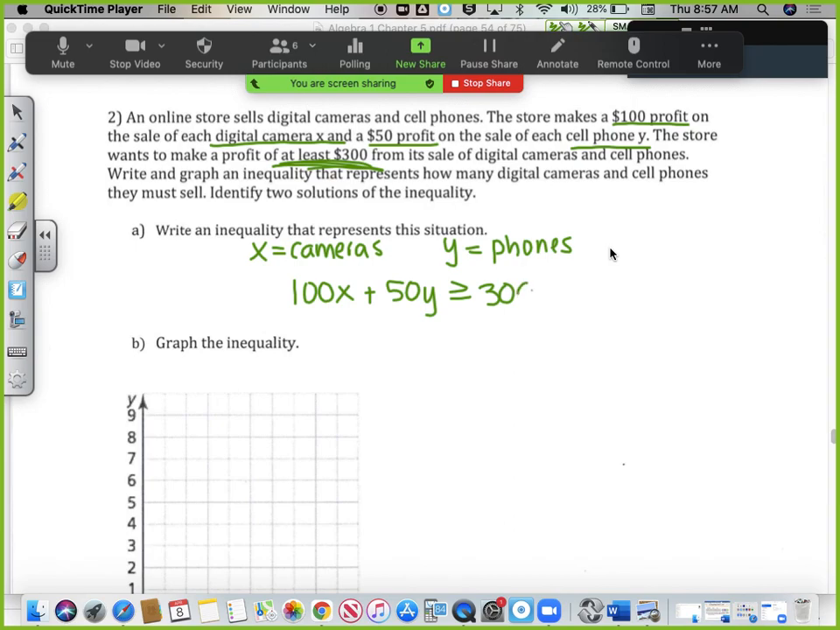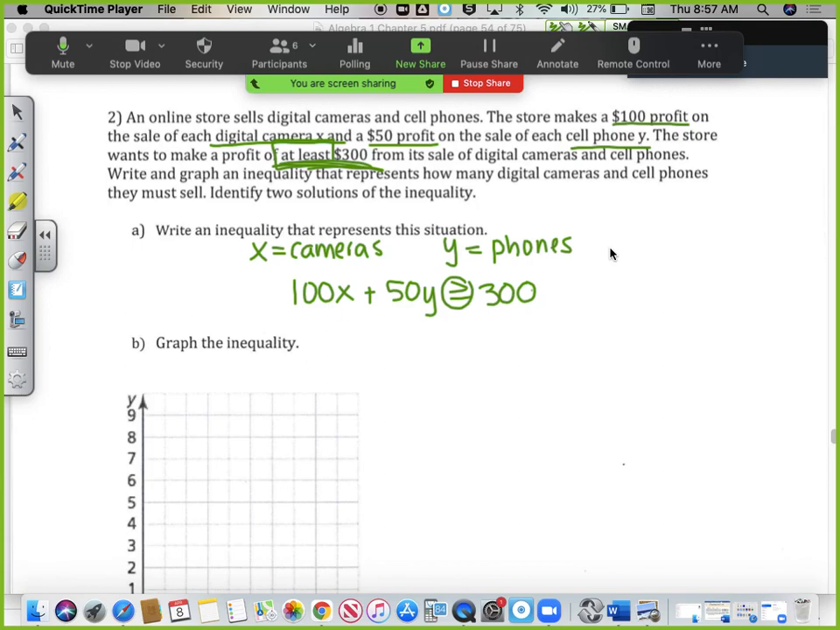Perfect. So let's break this down. Eli said 100x because they make $100 profit for each camera. That's perfect. Plus $50 profit for each cell phone would be 50y. You add the profit together, and that's going to equal how much profit you make. He chose the perfect inequality for this problem because it says at least. I know the word least kind of sounds like less, but when you're making at least, you want anything equal to it or more. So they want anything equal to $300 or more in order to make that money.